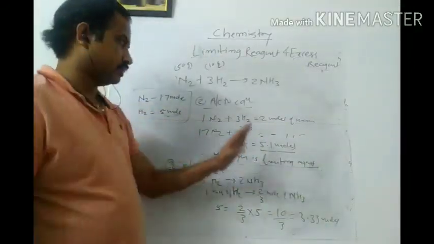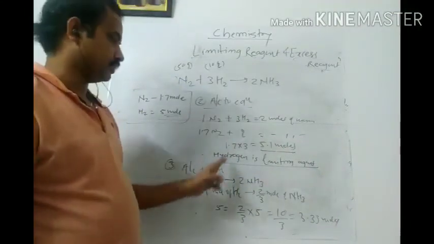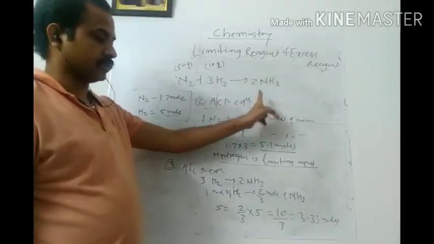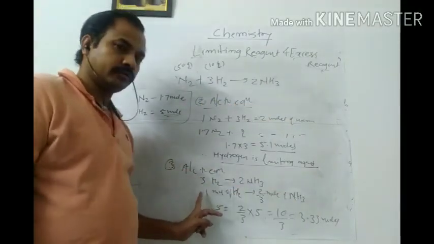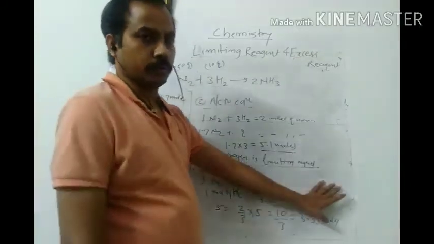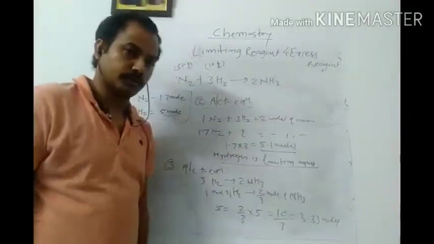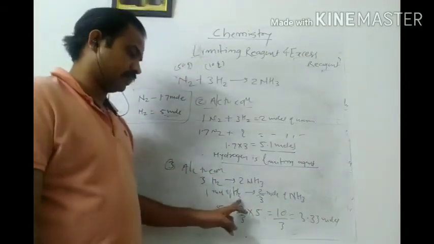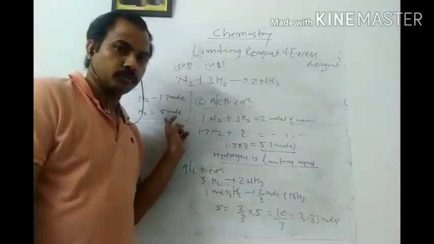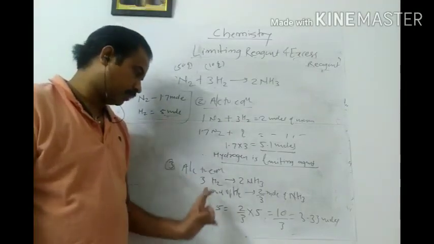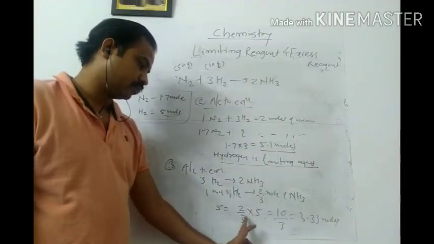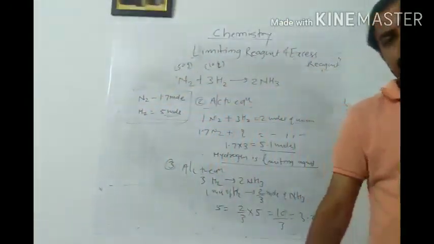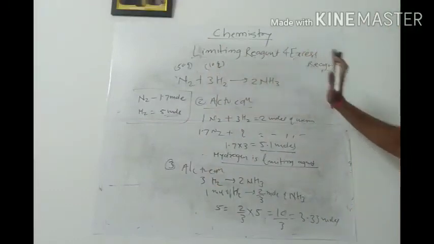Now we consider hydrogen. According to the equation in the third step, 3 moles of hydrogen give me 2 moles of ammonia. Therefore I calculate how much ammonia 1 mole of hydrogen gives, which is 2/3 moles of ammonia. If I get 2/3 of ammonia from 1 mole of hydrogen, then for the 5 moles of hydrogen available, I will get 5 into 2/3, that is 10/3, equal to 3.33 moles of ammonia. In this way we have discussed the concept of limiting and excess reagent.